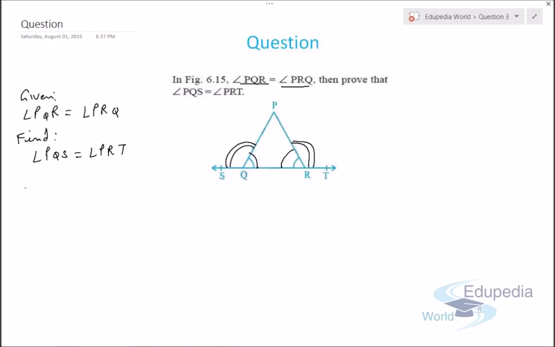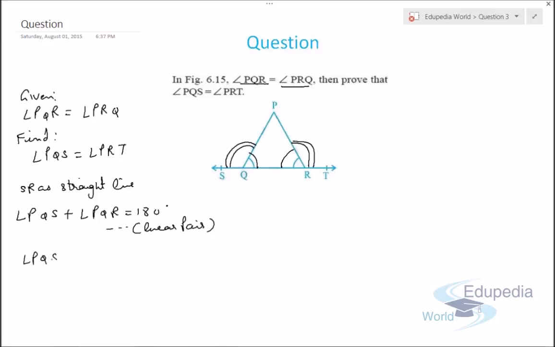If we consider SR as a straight line, then we can write angle PQS plus angle PQR equals 180 degrees, because they lie on a straight line, or we can say it's a linear pair. This means angle PQS can be written as 180 minus angle PQR. So let it be the first equation.